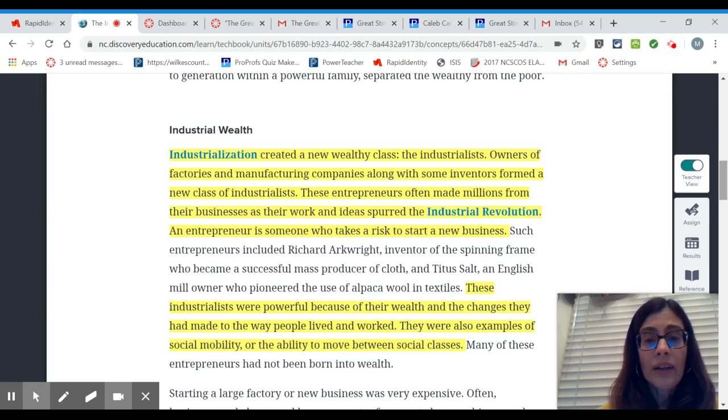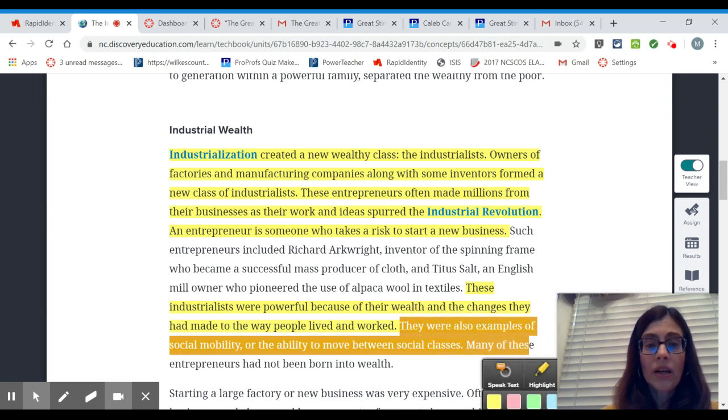And if they were lucky enough, they became quite powerful and wealthy, okay, because of the risk that they took as an entrepreneur. So this is particularly important here because it says that they were also examples of social mobility, or this ability now to move up or possibly down within the social classes, because if your business didn't work, then you could actually turn out worse than you were and end up sort of like a peasant.